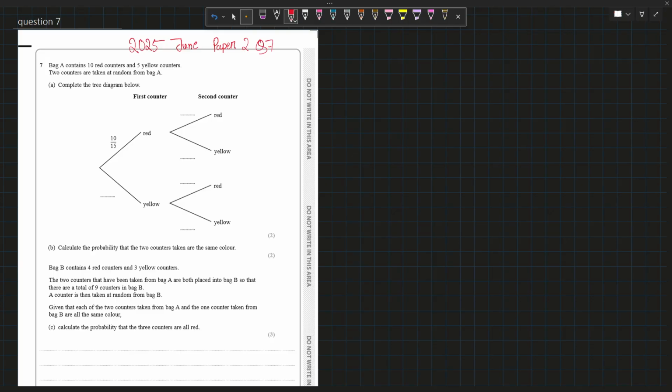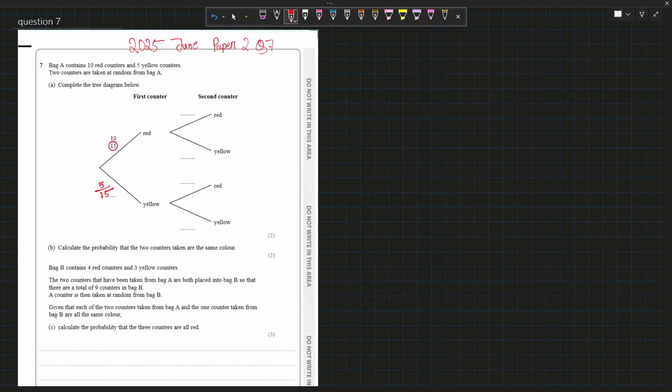Alright, so first of all, we know that the total is 15. It's here, the total is 15. And we are told that 10 is red, so 5 is the yellow. So it's going to be 5 by 15. You can further simplify it and write 1 by 3, but this is also correct and that is also correct. So not a big deal.